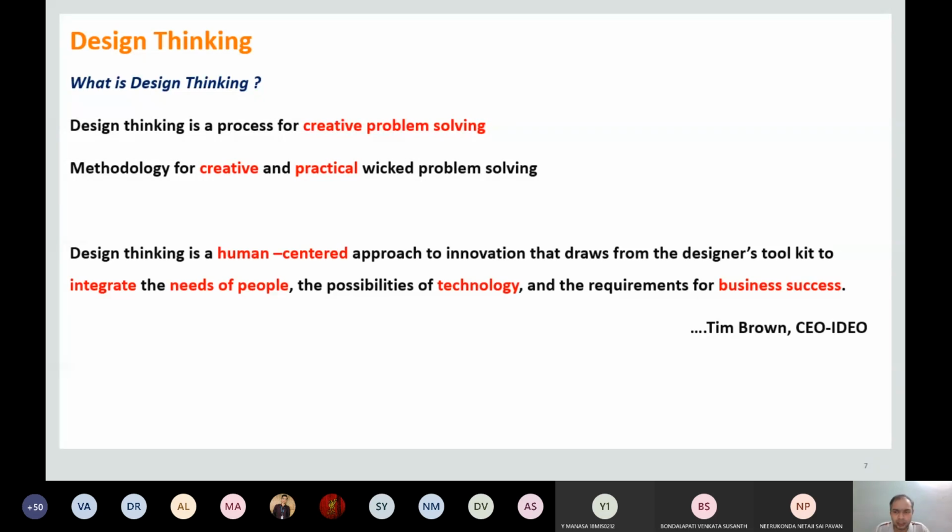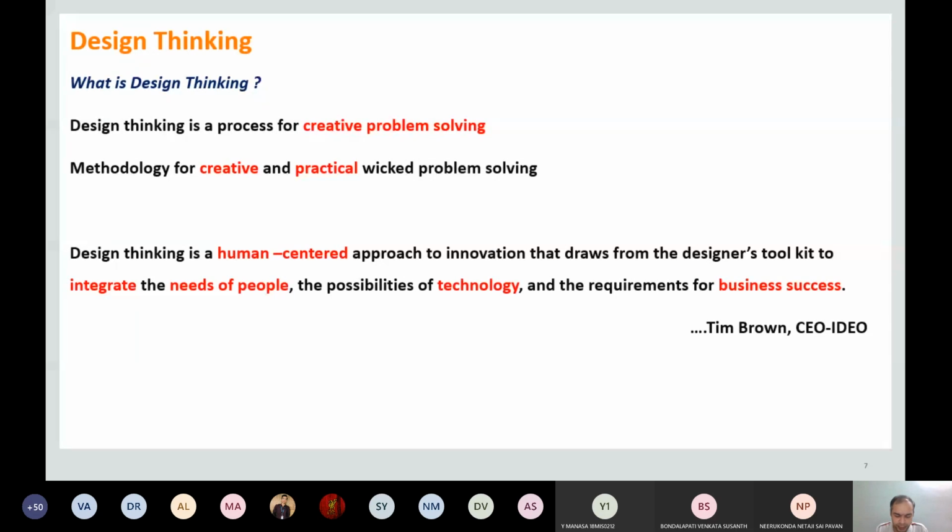So in short, Tim Brown, the CEO of IDEO, defines design thinking as a human-centered approach to innovation that draws from the designer's toolkit to integrate the needs of people, the possibilities of technology, and the requirements of business success. So it's very simple like this.